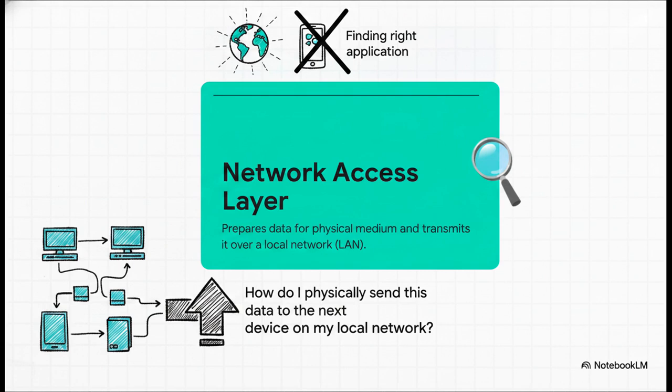The key takeaway here is that while higher layers are stressing about finding the right app or routing data across the globe, this bottom layer only cares about one thing. How do I physically send this chunk of data to the very next device on my local network?